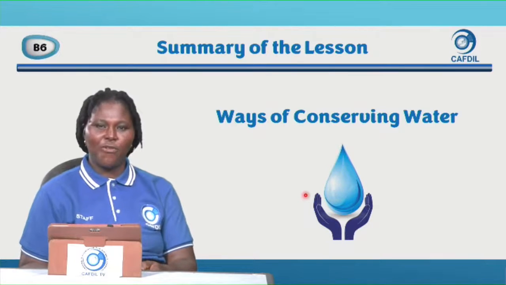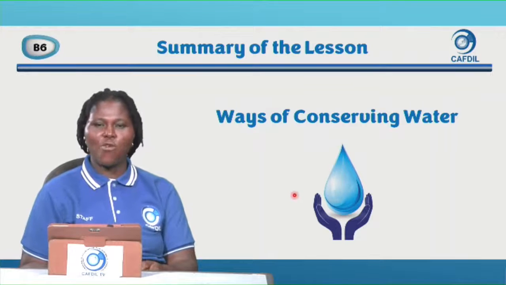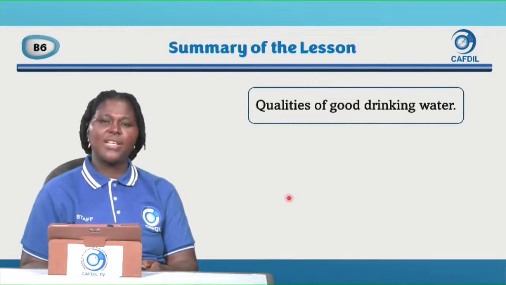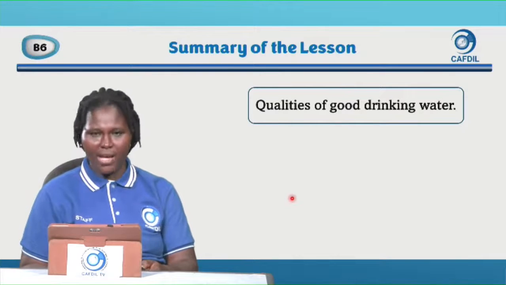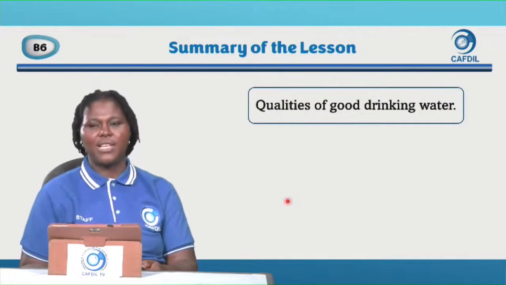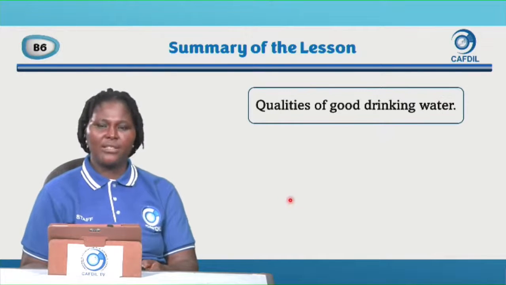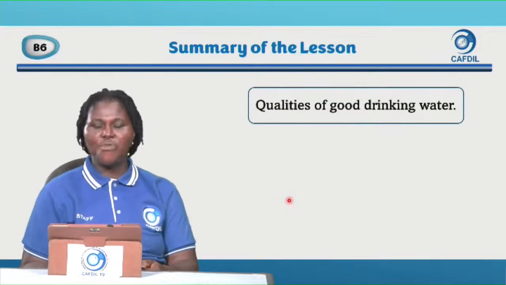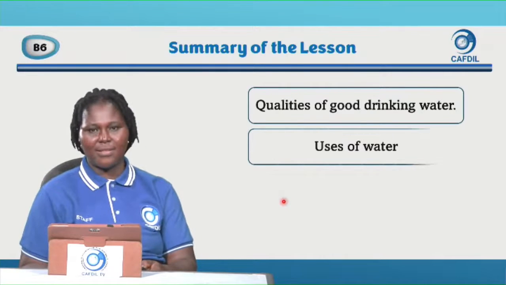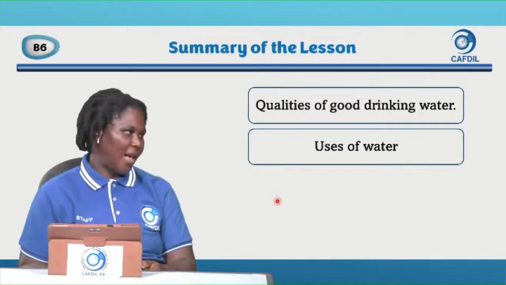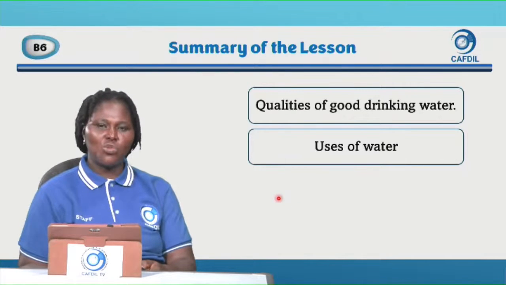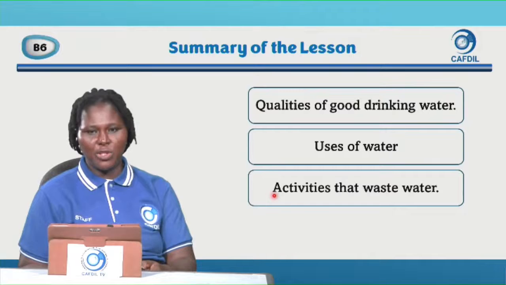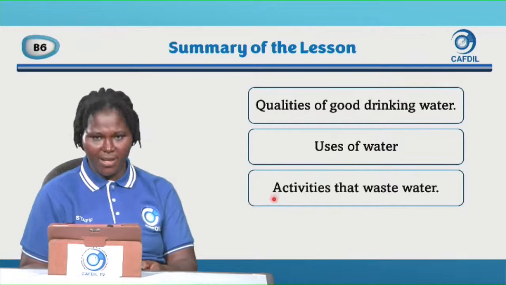Now the summary of our lesson, the topic, ways of conserving water. For this first one, we looked at the qualities of good drinking water. We said the water that you drink should be colorless, odorless, tasteless, and free from harmful particles. Now we talked about the uses of water. We drink water, we use water to wash our clothes, to wash our plates, for cleaning, and others. And we talked about activities that waste water.